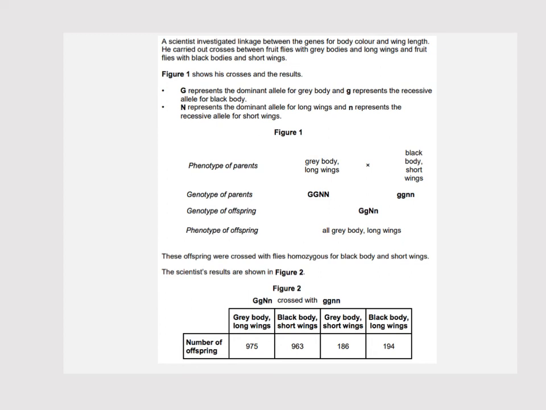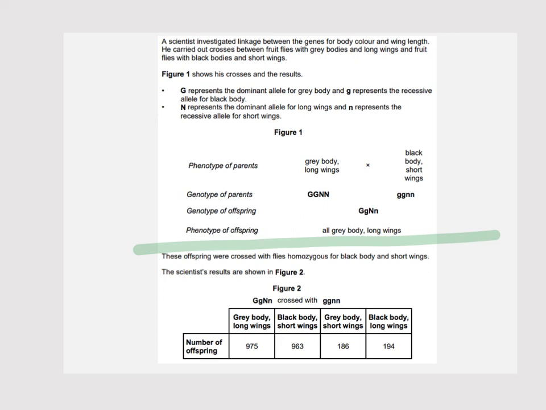G represents the dominant allele for grey body, and little g represents the recessive allele for the black body. Big N represents the dominant allele for long wings, and little n represents the recessive allele for short wings. And you can see in figure 1, up to where I'm putting the green line, has all of the information that you need for that first cross.